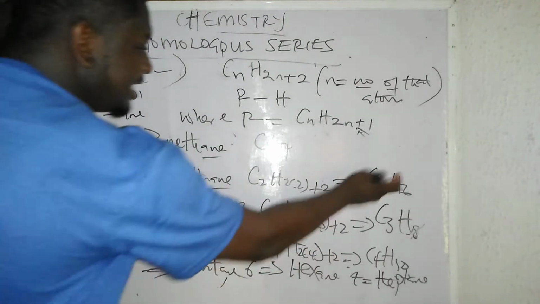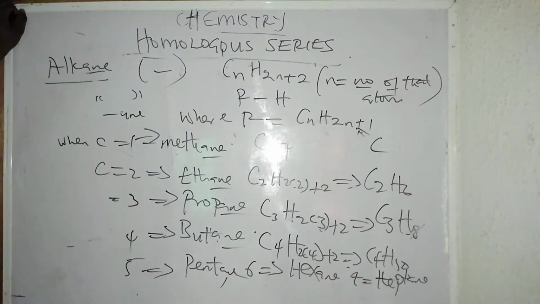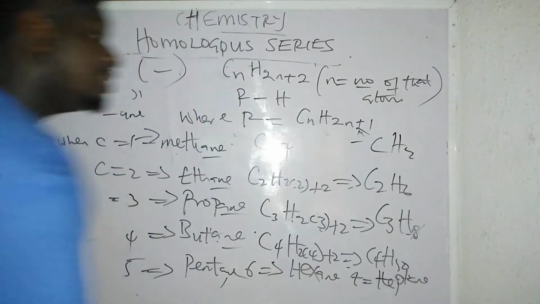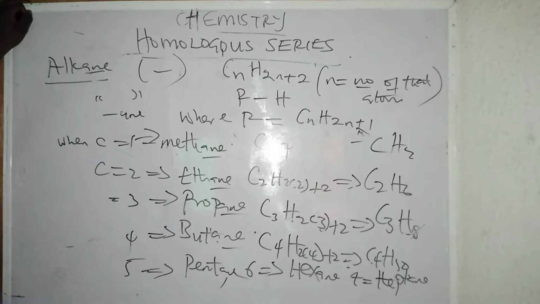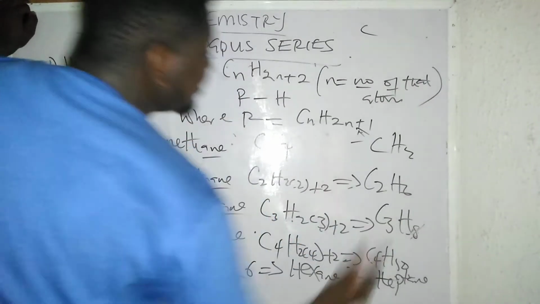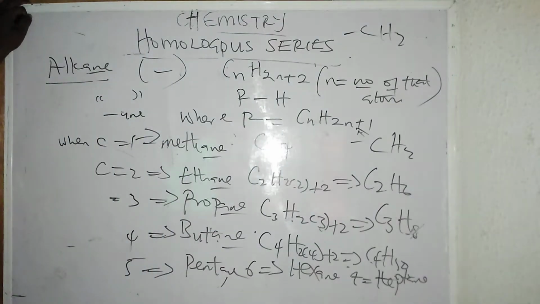Now, if we subtract this from this, we have C2 minus C, that will give us a C. Then, 6 hydrogen minus 4 hydrogen, we have 2 hydrogen, which confirms the definition as mentioned before, that each member differs by a CH2. Let's confirm between butane and propane. Carbon number 4 minus carbon number 3, we have 1 carbon. Then 10 hydrogen minus 8 hydrogen, we have 2. So we have confirmed that in the homologous series, all of them differ by a CH2 group. And that is just what the homologous series is on the family of the alkane.